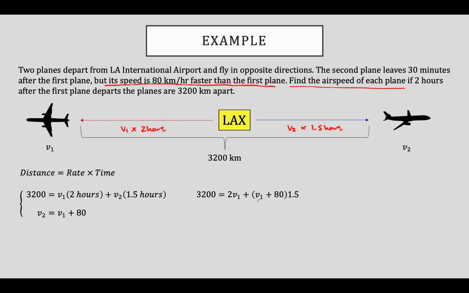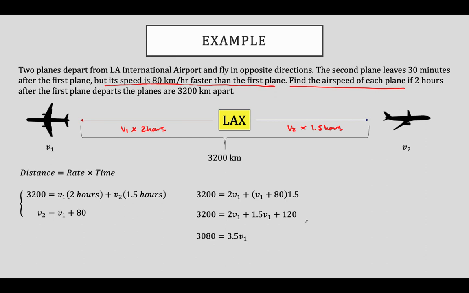Continuing with our algebra, we can distribute the 1.5 through. This gives us 3,200 is equal to 2V1 plus 1.5 V1 plus 120. Combining like terms, 2V1 plus 1.5 V1 gives us 3.5 V1, and subtracting 120 from each side of the equation gives us 3,080 is equal to 3.5 V1.